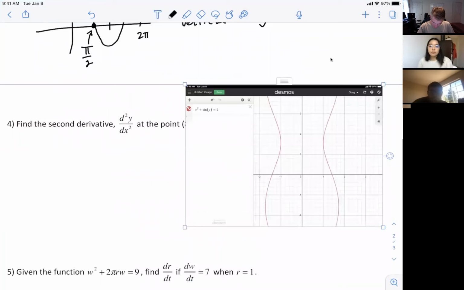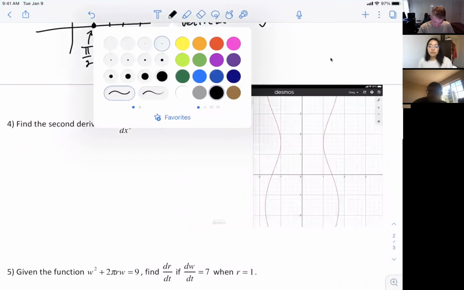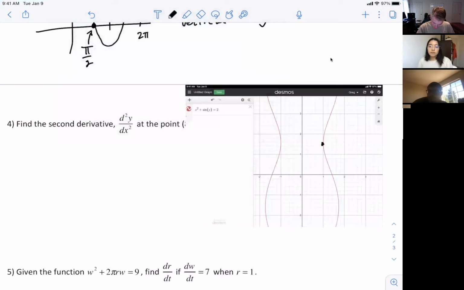So the point was right here. Why is my pen not working? The point is right here. And then I need the equation for this vertical tangent line. And I can't do it by using the derivative, but I could do it by using that the point is 1 comma pi over 2.